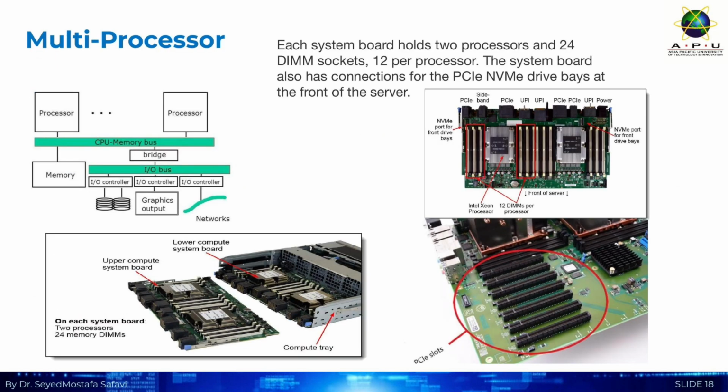Moving away from single-chip designs, let's talk about multiprocessor systems. This is a server-level design where we physically put 2 or more complete processors, CPUs, on a single system board. Each processor has its own dedicated resources, such as its own memory slots. Here, 12 DIMM sockets per processor. This is all about scaling power by adding more complete, powerful units. These systems are the backbone of data centers and are designed for tasks that require absolute maximum computational resources.